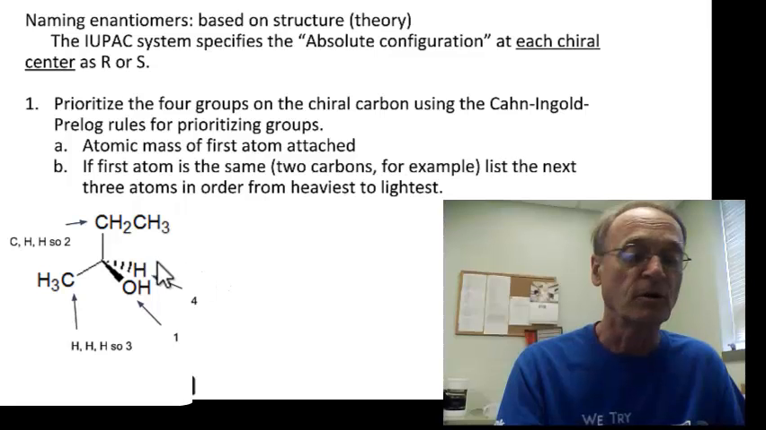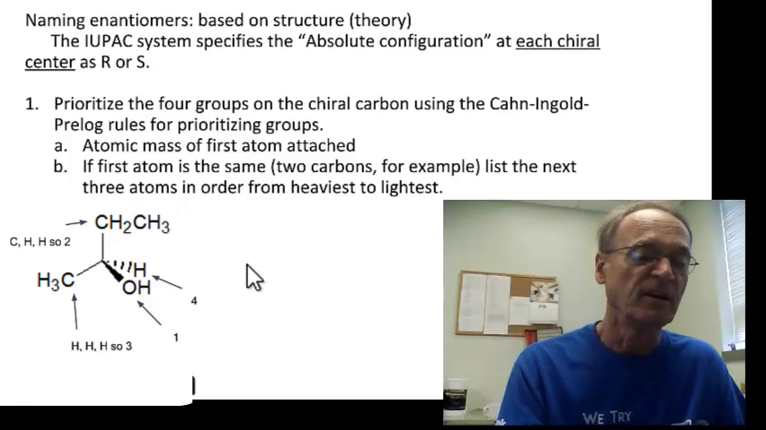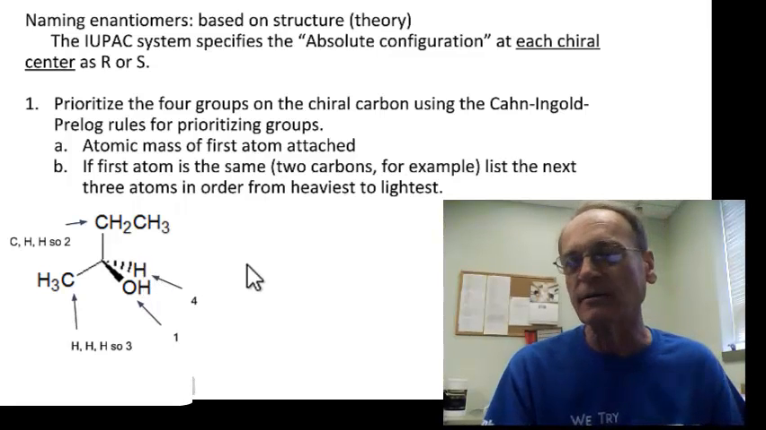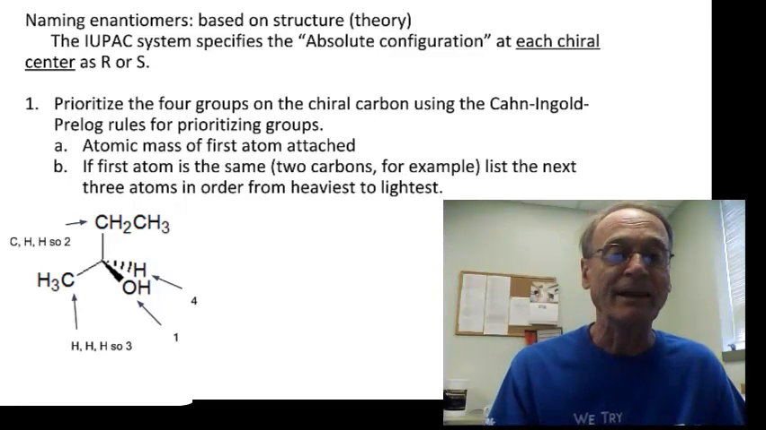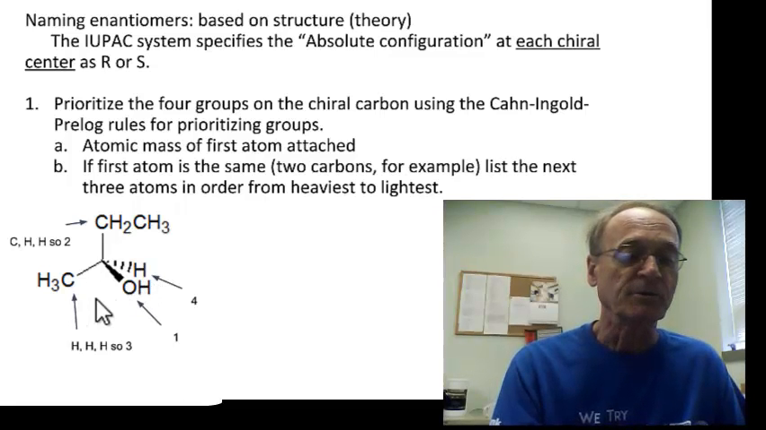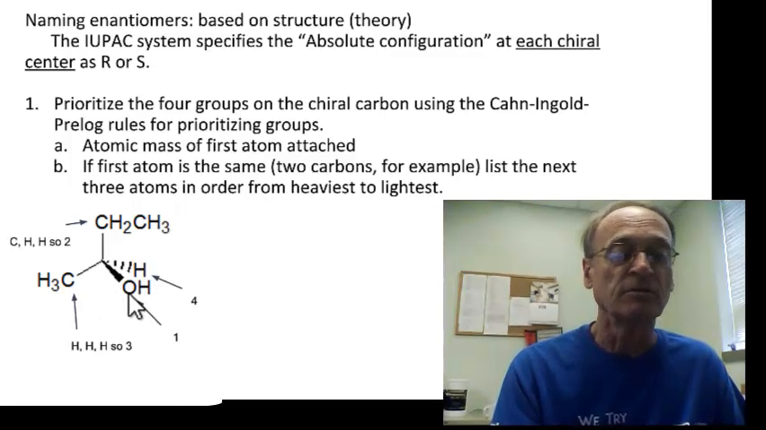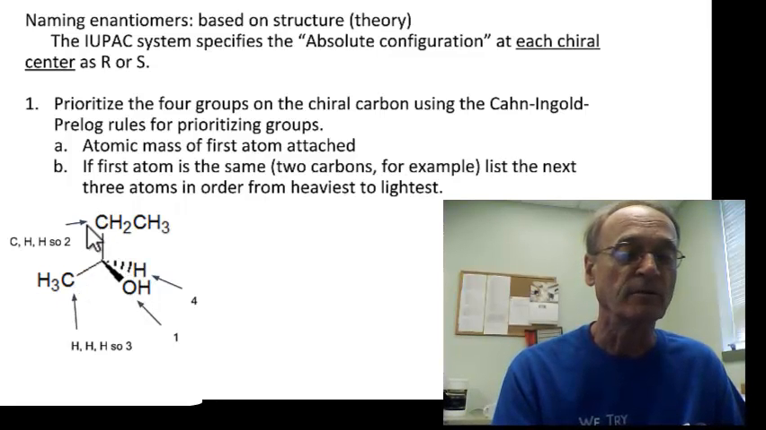So of those 4, the hydrogen is the lowest priority. Here's a little hint. Probably 90% of the time when you see a chiral carbon, one of the 4 groups will be hydrogen, and that will automatically be the lowest priority group. So that's number 4. In this particular case, oxygen is heavier atomic weight than carbon is. It's atomic weight of 16. Atomic weight of carbon is 12, and so that's higher.